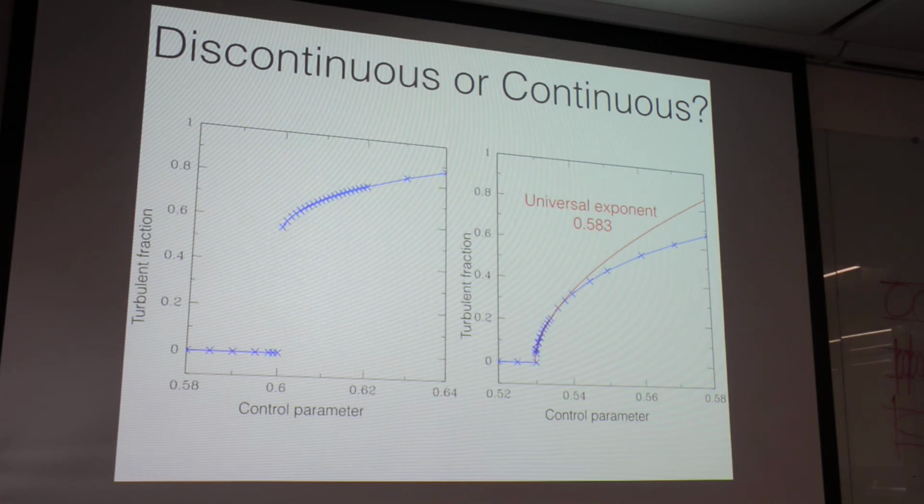Let's see, I guess I'll get back to this. A discontinuous one would look like the one on the left. A continuous one would look like the one on the right. This thing about the universal exponent, let's get back to it later, maybe.